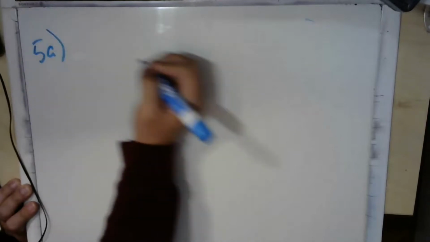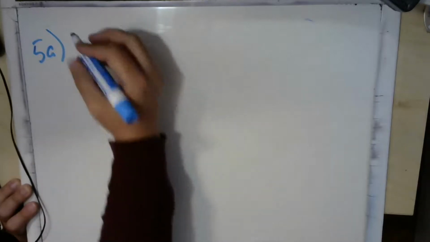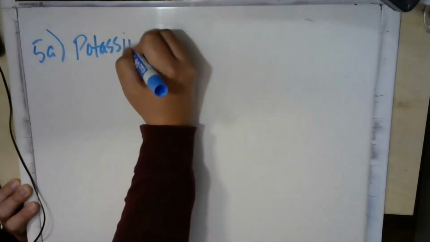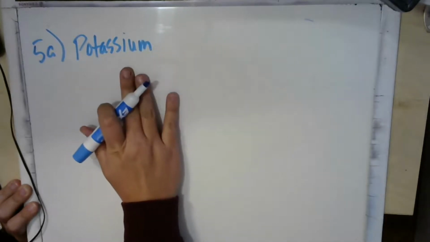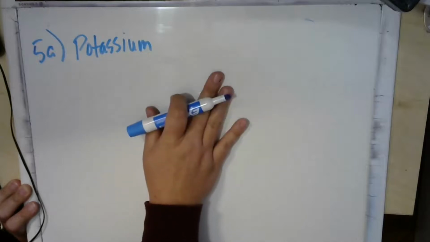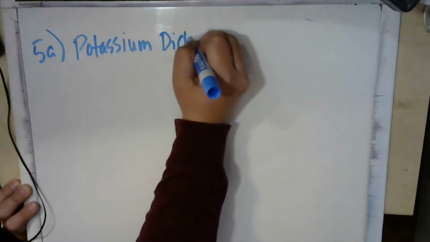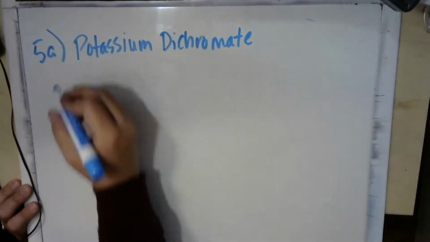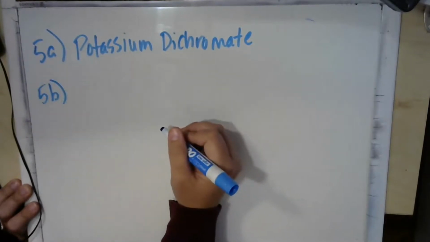Okay, so for 5A, we have K2Cr2O7. Potassium is a type 1 compound, so we don't have to worry about making its charge clear. It's always +1. So we can just name the metal and name the accompanying anion. And in this case, that's the dichromate ion. For 5B, we have to figure out what the charge of the copper is.